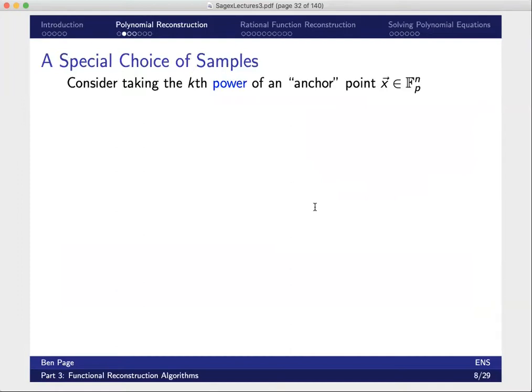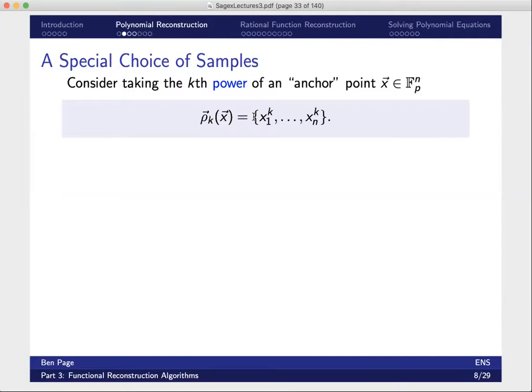And this Vandermonde approach works with a special choice of samples. So let's consider some anchor point x in our finite field. We have x1 all the way up to xn picked in our finite field. And we're now going to consider taking the kth power of this thing. What I mean by that is the component-wise kth power. So we take every element of the x vector, raise it to the kth power, and pack that back up into a vector.